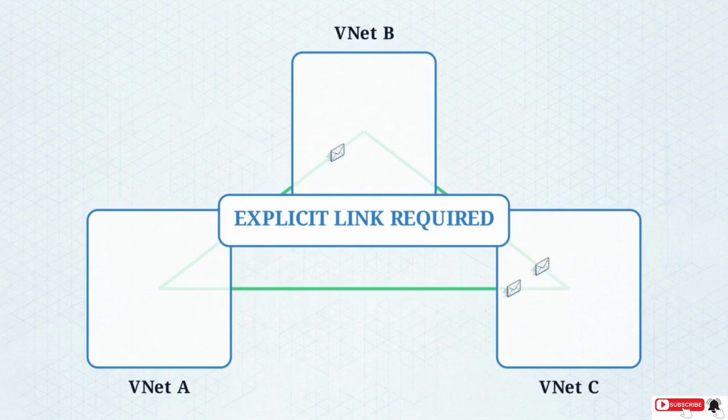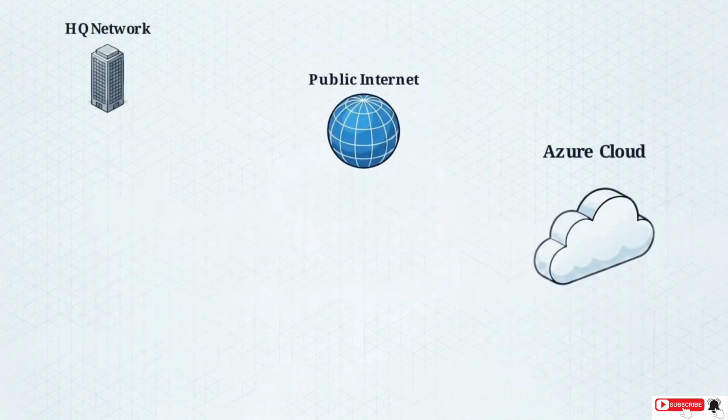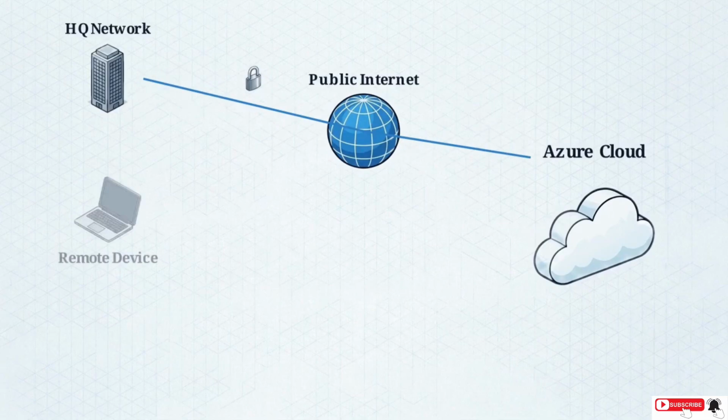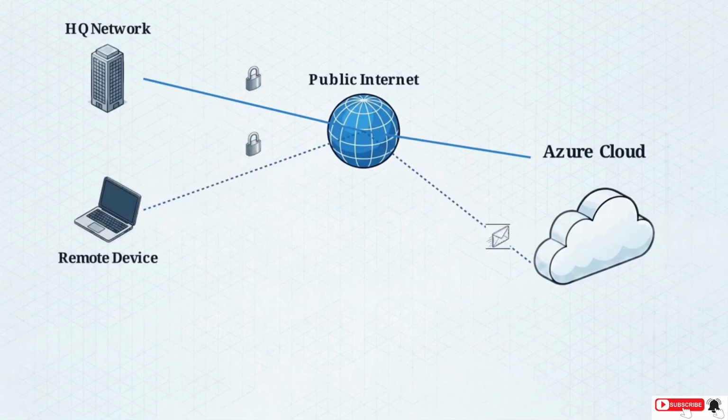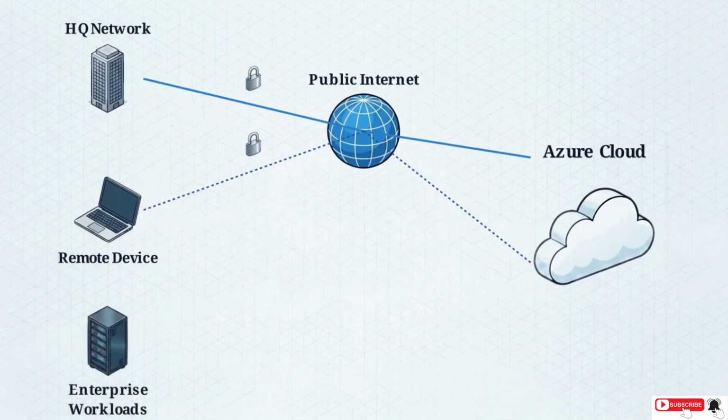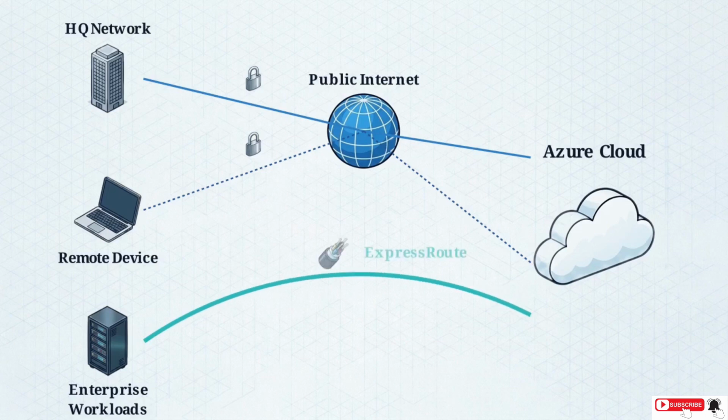To connect your physical office to Azure, you evaluate scale and pathways. A site-to-site VPN connects an entire corporate network over an encrypted public internet tunnel. A point-to-site VPN connects a single individual laptop to the VNet. For enterprise workloads requiring high speed and predictable performance, ExpressRoute provides a dedicated private fiber connection that bypasses the public internet entirely.